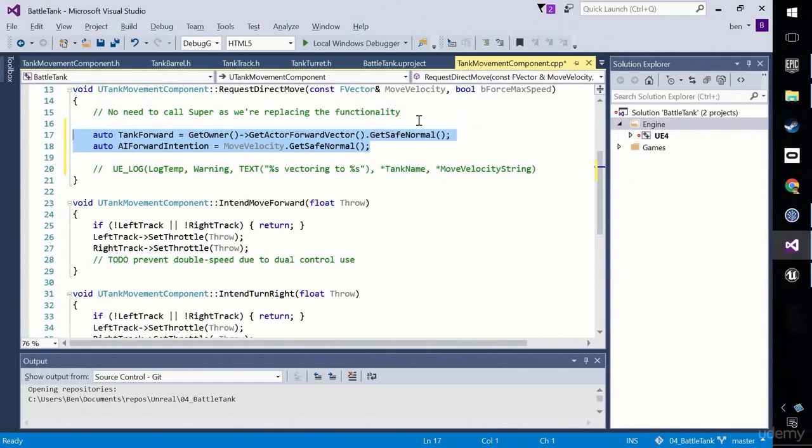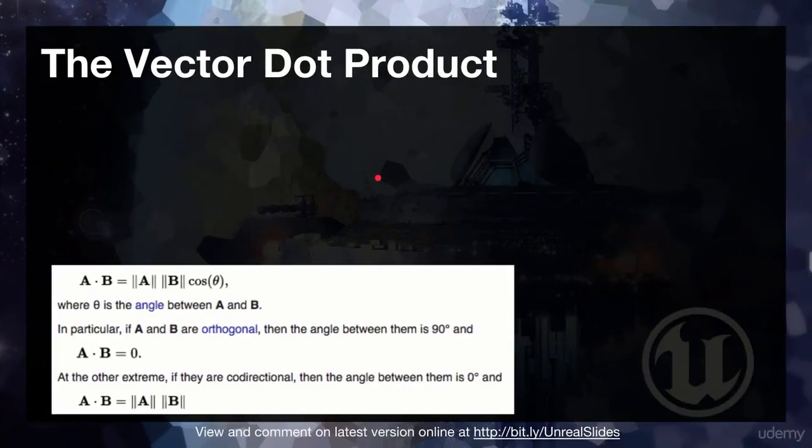But we want the magnitudes to be 1 before we start, because we don't want the size of the move velocity or anything about that to matter. This tank forward vector would be a normal vector, even if we didn't get safe normal, by the way. This is just being safe. But we don't want the size of the move velocity to impact our answer. We want our answer to come out as between 1 and -1. So I am already making sure that these things, the size, these lines here mean the size of A and the size of B.